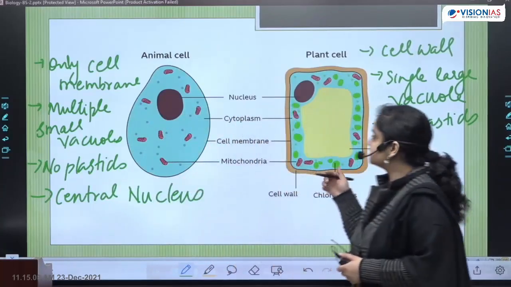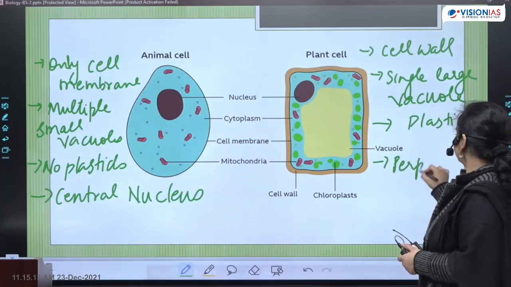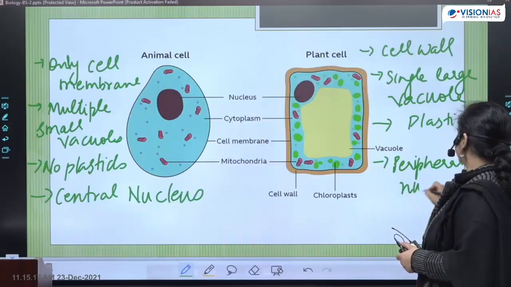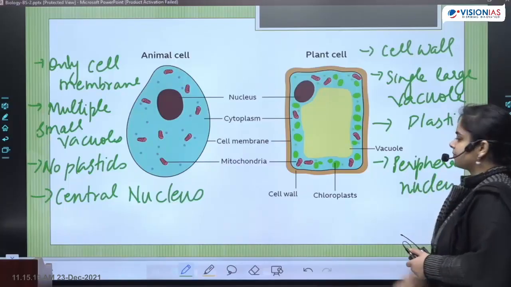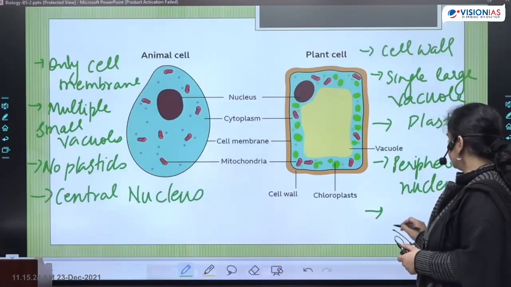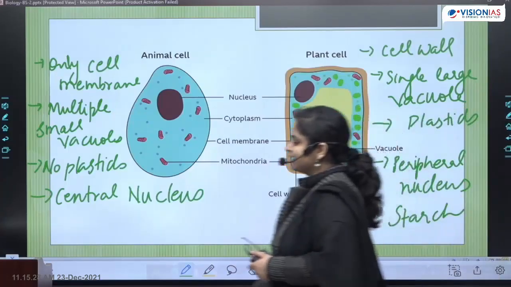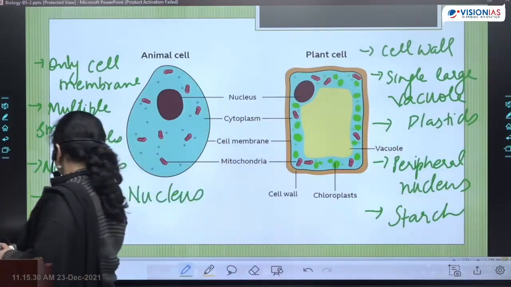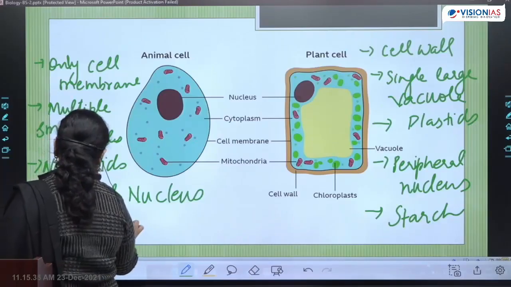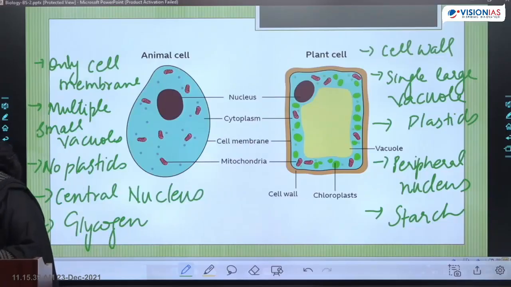But in the plant cell, the nucleus becomes peripheral because of the large vacuole. And one last point which we can mention in terms of storage in cells: plant cells have starch, animal cells have glycogen. The storage product is different.